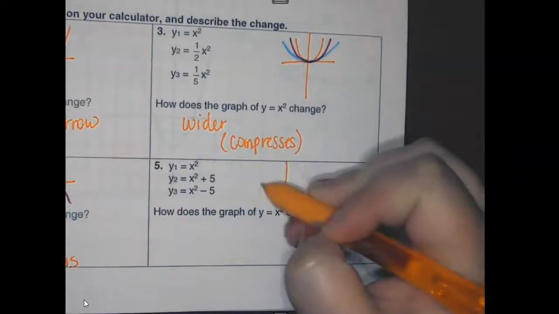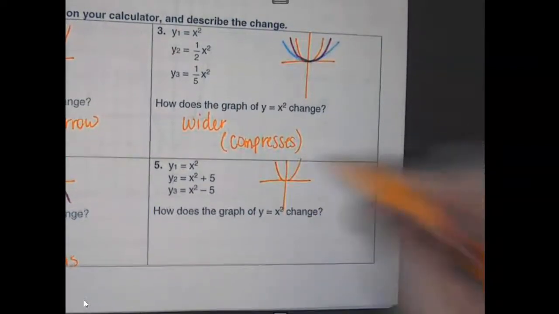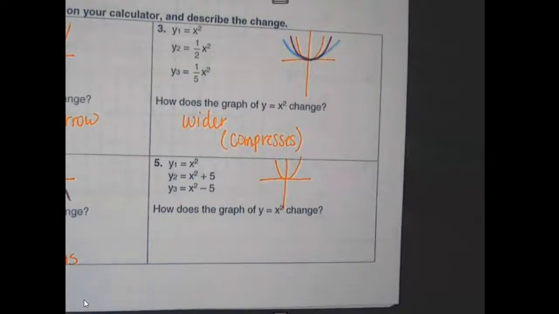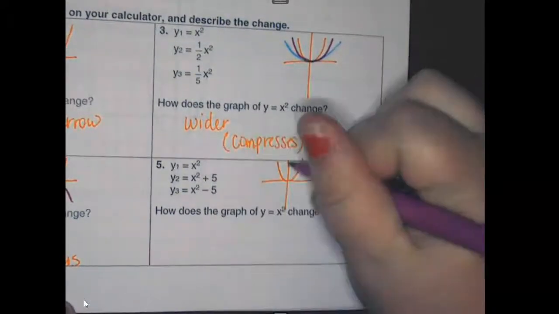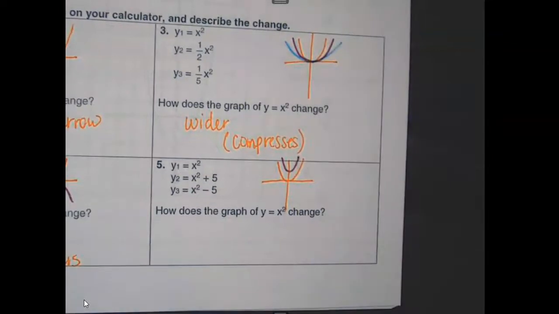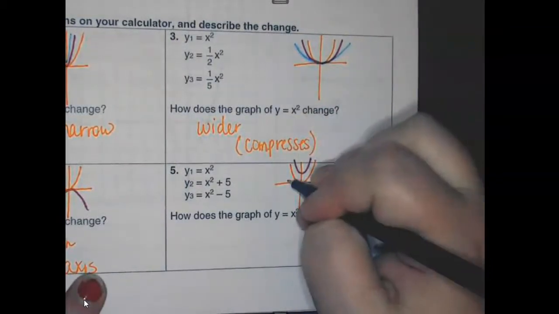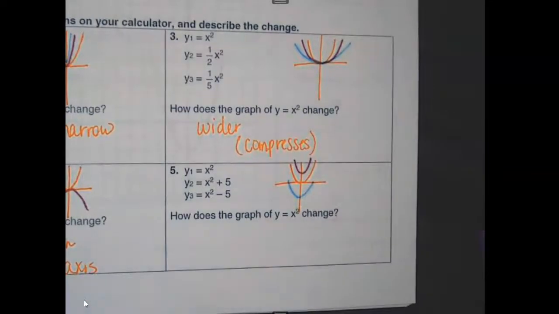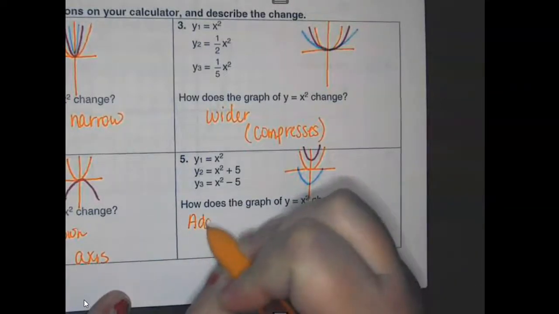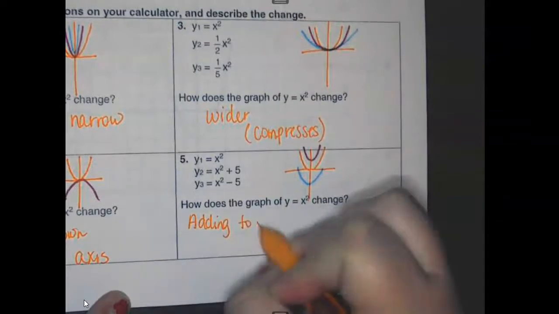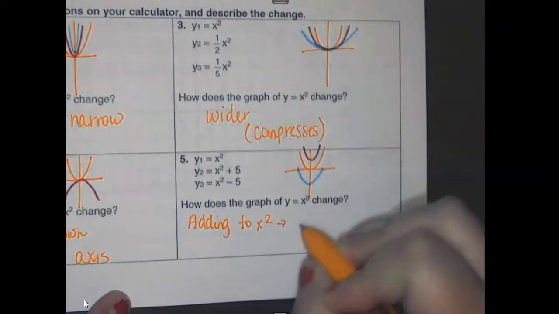Now let's look at number 4. So again, we had y equals x squared. And then when I was adding to it, my graph went like that. And then it went like that. Now, of course, that's not accurate. None of these are really accurate because I'm hand drawing them. But we can see that adding to x squared, it shifted it up.